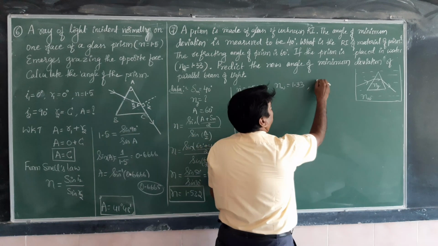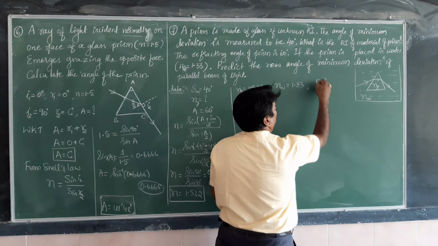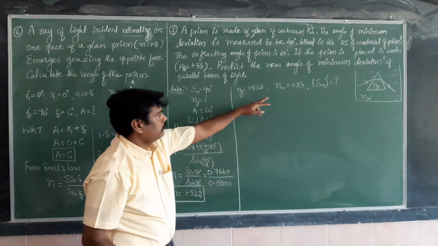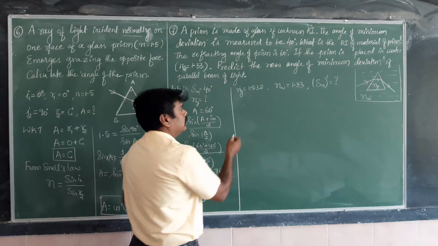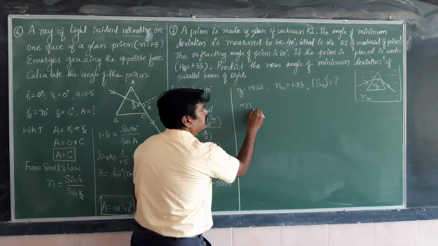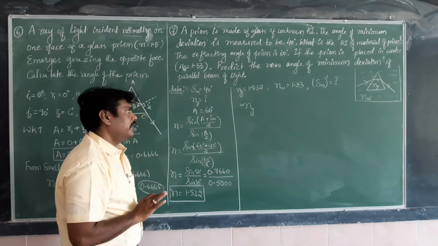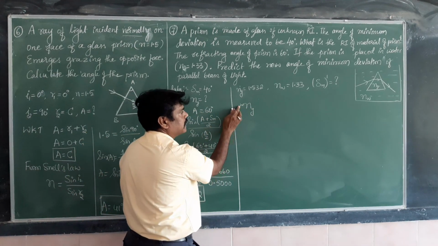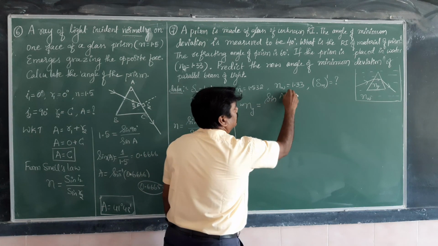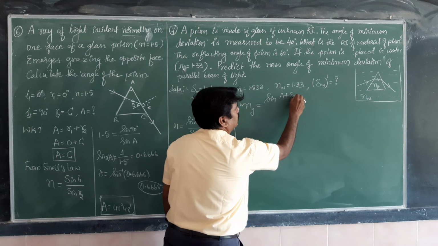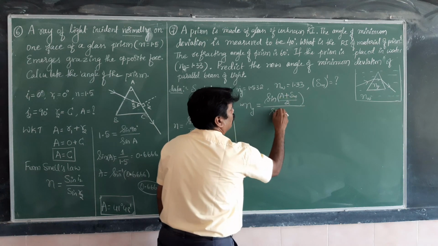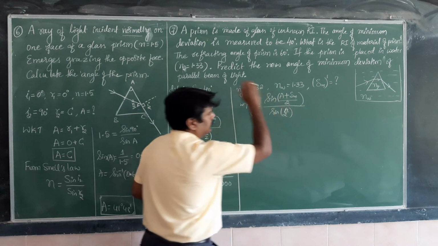So let us consider the new minimum deviation delta dash, which we have to find when the prism is immersed in water of refractive index 1.3. For that let us consider the same formula, but the thing is light is traveling from water to glass. This is very important while writing the refractive index formula. Now the light is traveling from water to glass. Apply Snell's law: the ratio of sine of (A plus delta m) whole divided by 2, divided by sine of A by 2. So this is the formula.